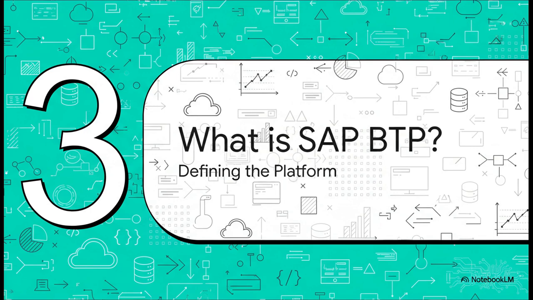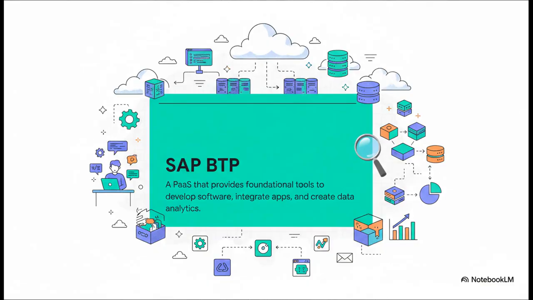So with that whole analogy under our belts, we are ready to officially meet the star of today's explainer: the SAP Business Technology Platform. To put it as simply as possible, BTP is SAP's version of that PaaS model we just talked about. It's a single, unified place in the cloud that gives you a whole toolbox.